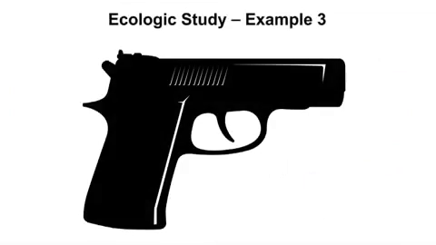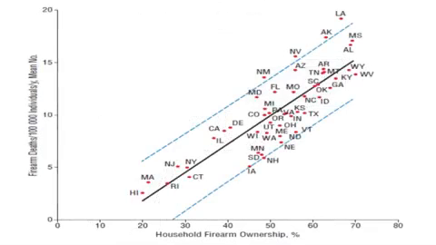Now let's look at an example of an ecologic study conducted on household firearms or gun ownership in the United States and deaths. In this figure from Fliegler et al. 2013, we see that by state, the group level, as household firearm ownership increases, there seems to be an increase in firearm deaths per 100,000. This is an example of an ecologic study in which both the exposure, household firearm ownership, and outcome, firearm deaths, are measured at a group level.